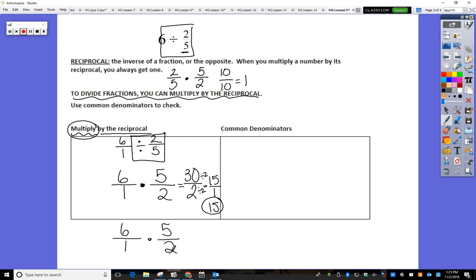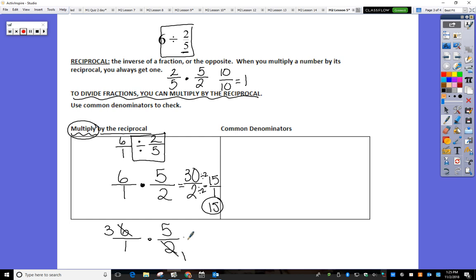So besides 1. So 1 and 5 can only be divided by 1, so those two are good to go. But if I look at the 6 and the 2, they can both be divided by 2. So what I can do is actually cross these off, and I really recommend crossing them off so you don't get confused. And you divide those numbers by the 2. So 6 divided by 2 is 3, and 2 divided by 2 is 1.